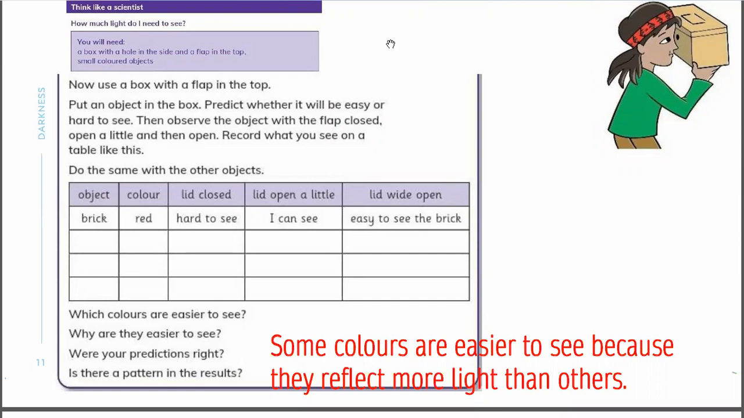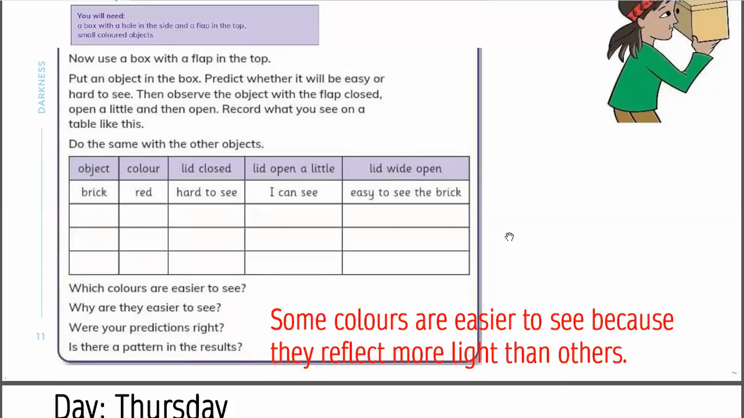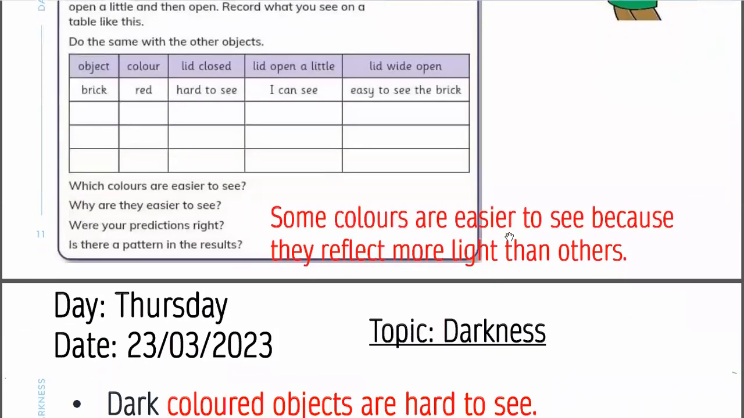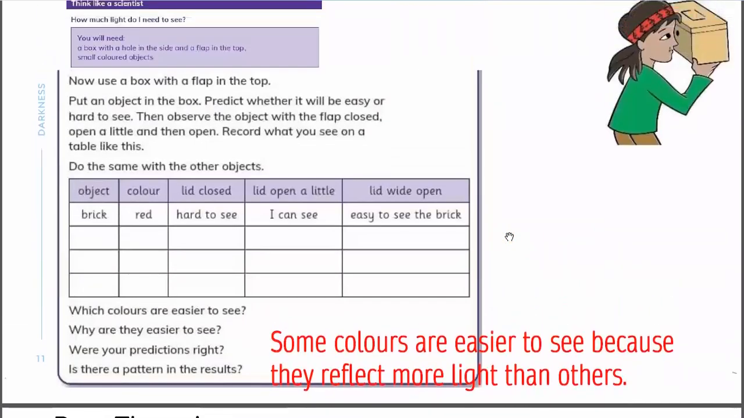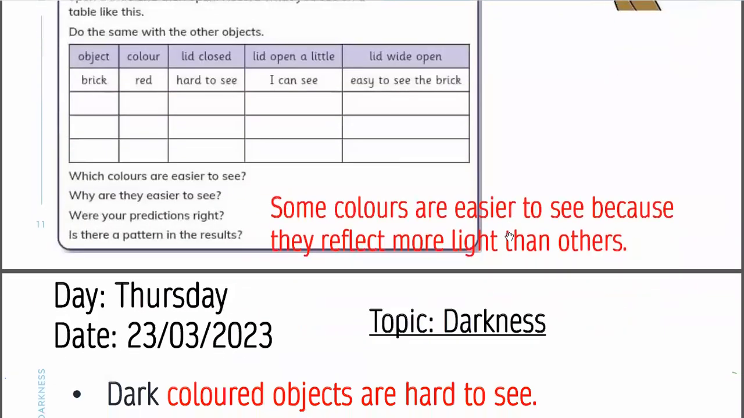Which colors are easier to see? Why are they easier to see? Were your predictions right? Is there a pattern in the results? Some colors are easier to see because they reflect more light than others. That is why it is easier to see some of the colors. But some of the colors are difficult, so we cannot see them properly. Okay, they reflect light and then it is easier.